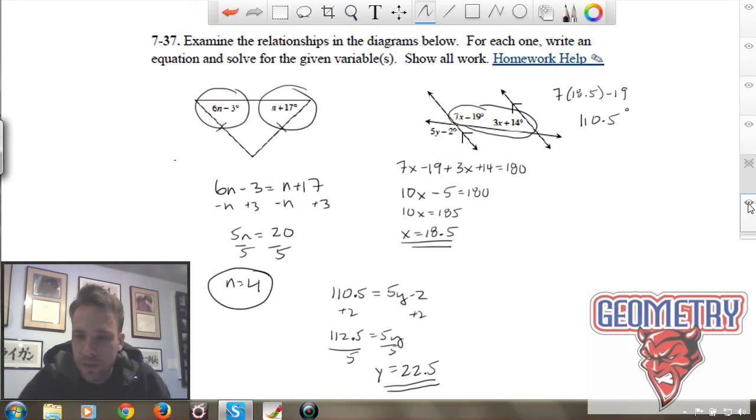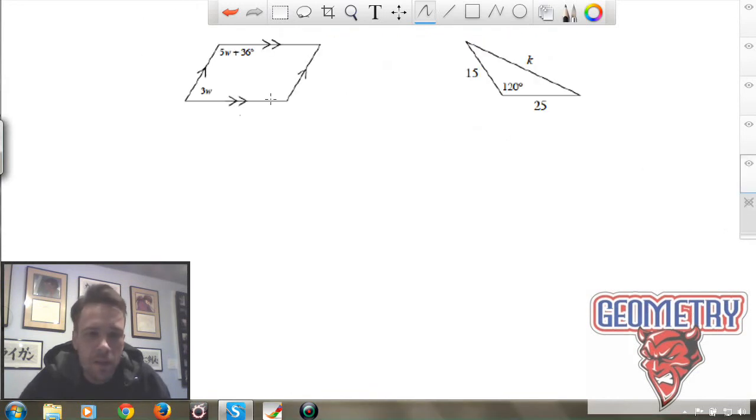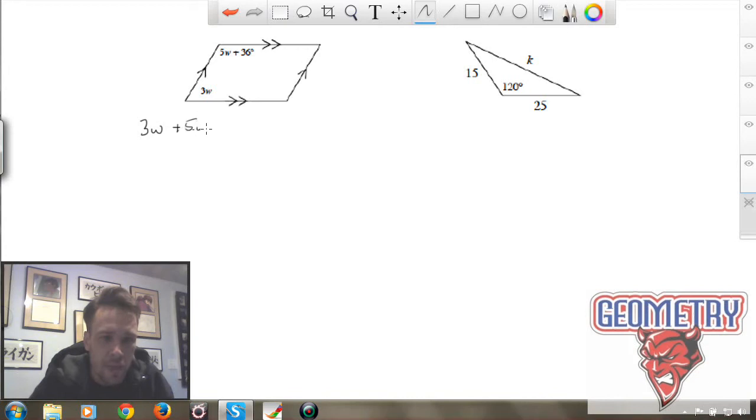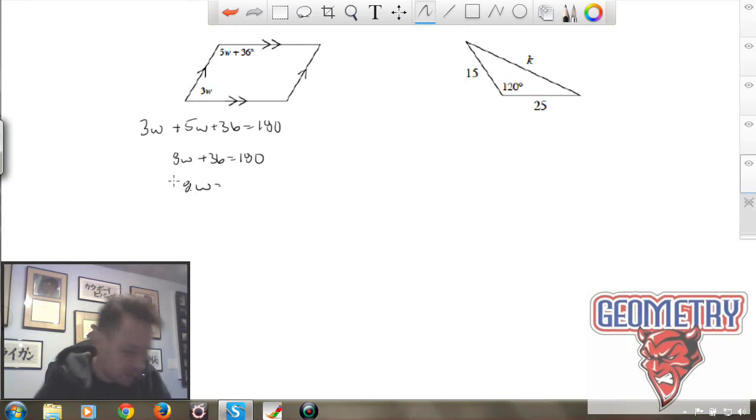Okay, the next one here, we have a parallelogram. These two angles are supplementary. They're on the same side of parallel lines cut by a transversal. So actually kind of a fact we just used in the previous one. 3w plus 5w plus 36 equals 180. So 8w plus 36 equals 180. We'll subtract 36 from both sides. So 180 minus 36 is 144. Dividing both sides by 8, we get w to equal 18.